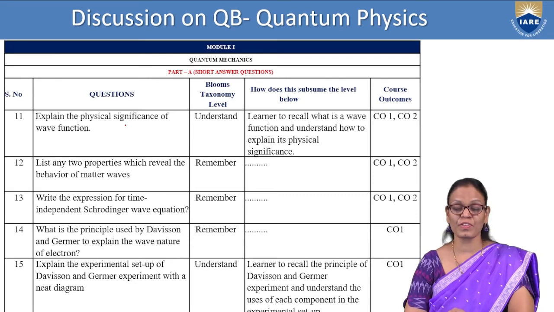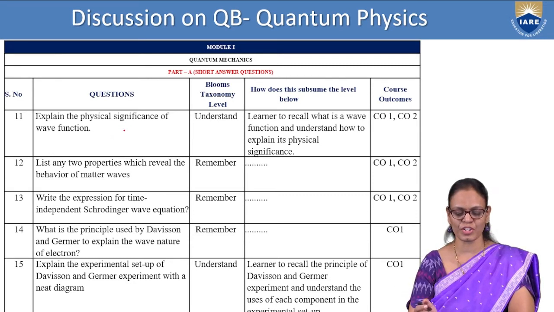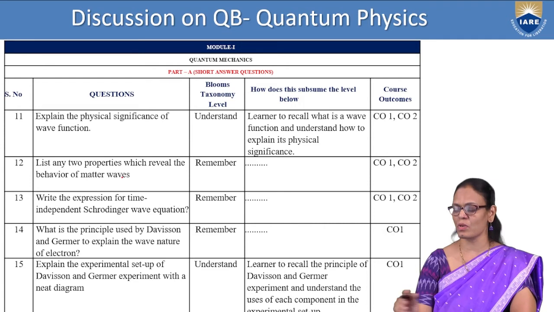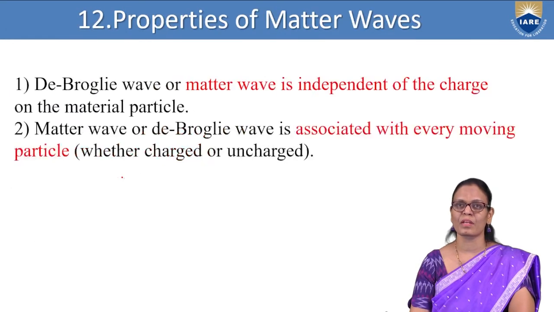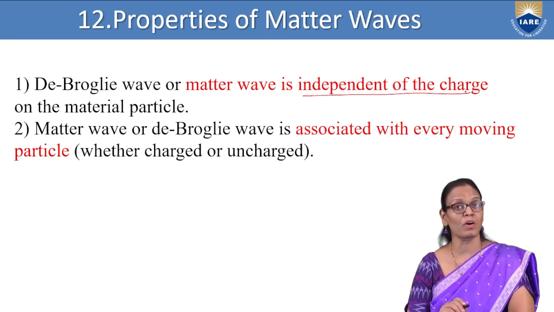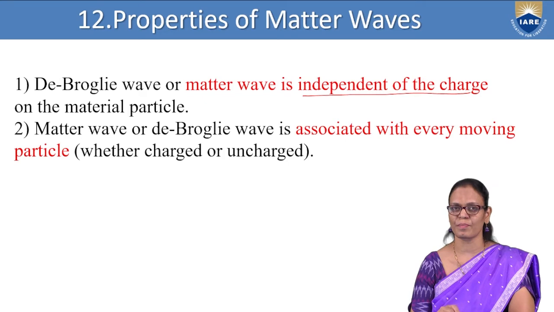Now explain the physical significance of wave function, which we have already discussed. Next, list any two properties which reveal the behavior of matter waves. So we are going to discuss the properties of matter waves. The de Broglie wave or matter wave is independent of the charge. It is not dependent on the charge.